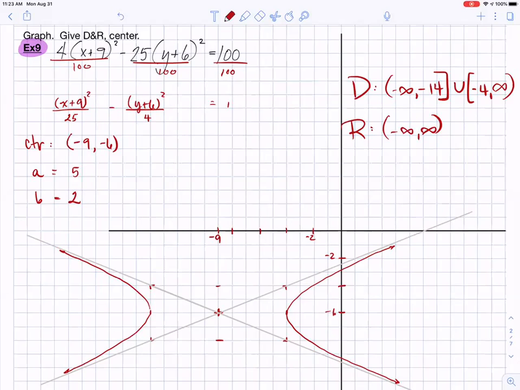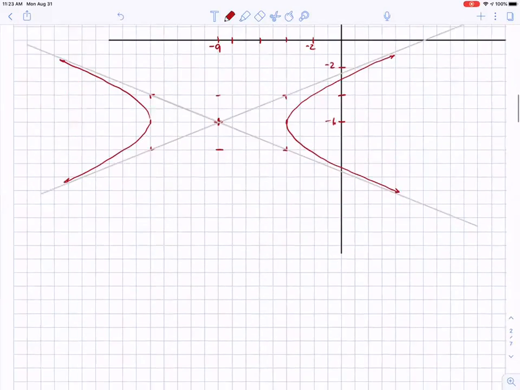Okay. So the big thing with hyperbolas, you got to know your a and your b, just like you did with ellipses. But then your a and your b doesn't draw an ellipse. Your a and your b draws a box. Your box draws your asymptotes. Your asymptotes draws your hyperbola. Okay. Any questions on that?